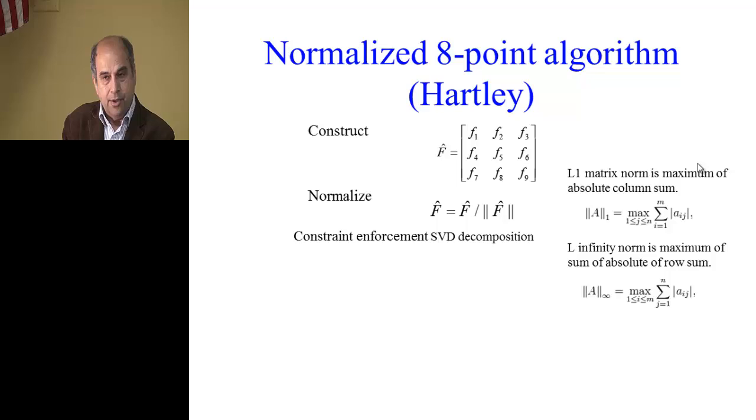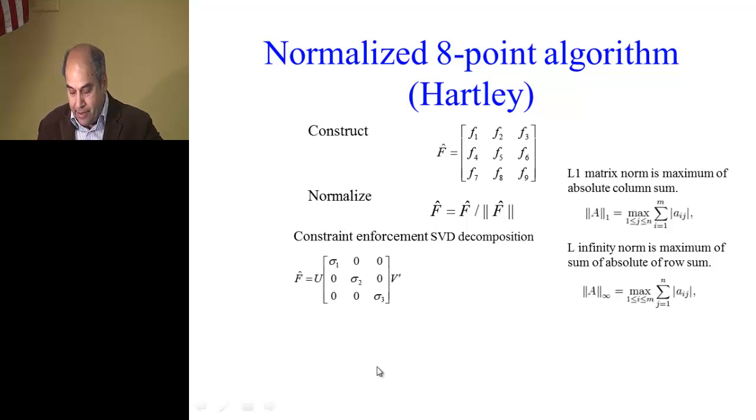That's another fact. Therefore, the rank of the fundamental matrix is 2. So what we are going to do is take the fundamental matrix and find its factorization into 3 matrices: U, the singular values, and V. If the rank of this fundamental matrix is 2, the third singular value has to be 0. And if it is not 0, we'll force it to be 0 to satisfy the fundamental matrix.